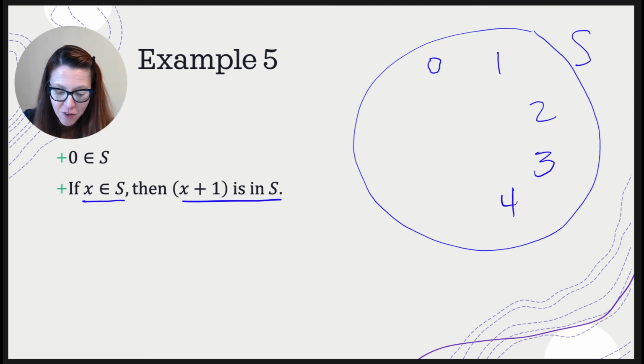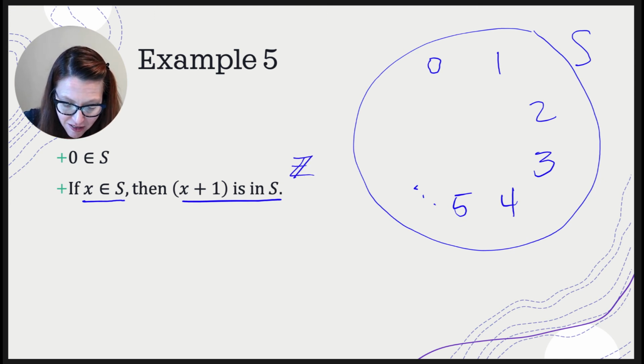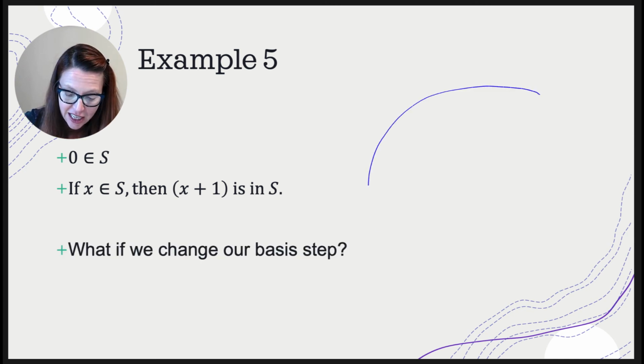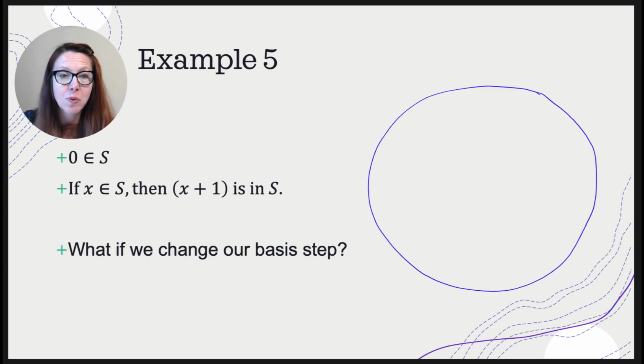And so I can keep following this out, and if I keep populating all of the new numbers that might be in there, you'll see that I'm slowly building out all the integers greater than or equal to 0. What if we change our basis step? If instead of beginning with 0 as our initial collection of elements, what if I started with 1?